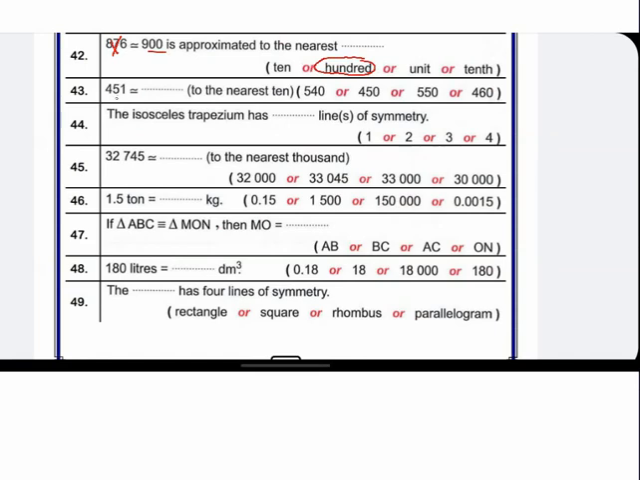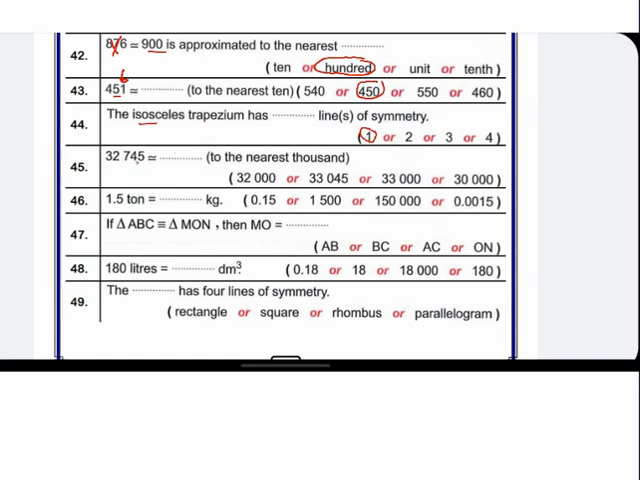451 to the nearest 10. Where is the tens place? Here, and look, put an arrow. 1 is small, so it's still the same 45 and replace 1 with 0, so it will be 450. Isosceles trapezium. I said if you see isosceles, put 1.